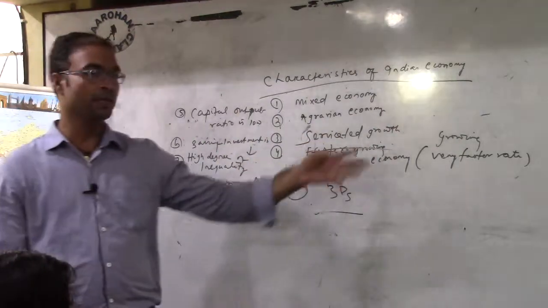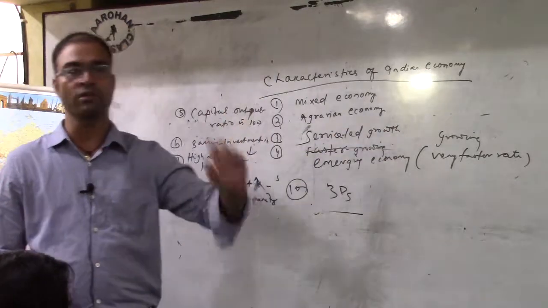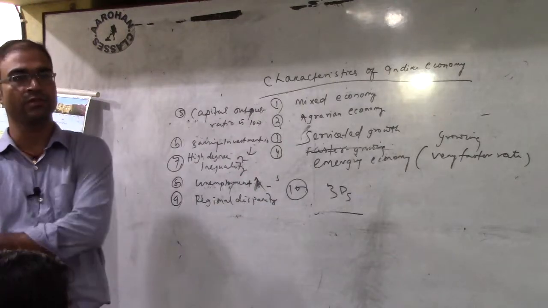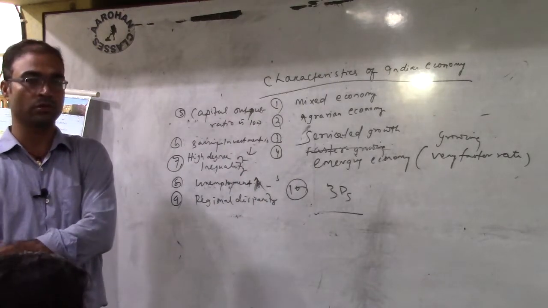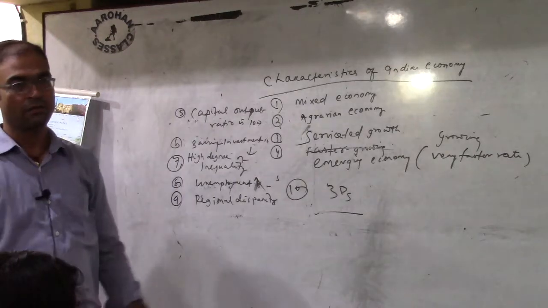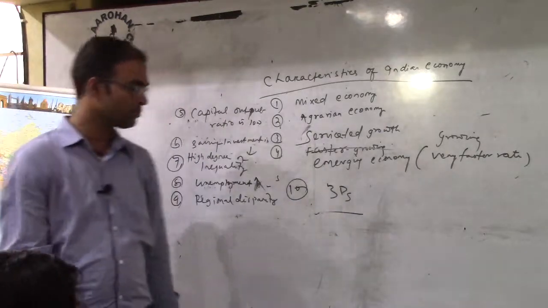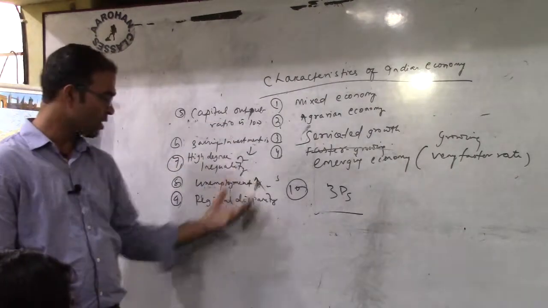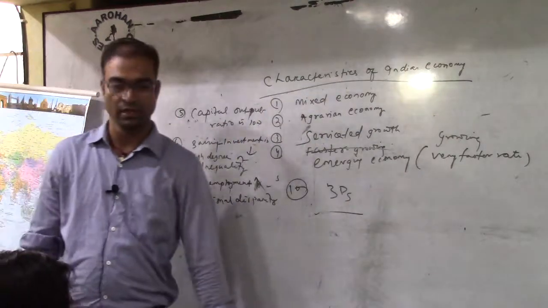Then emerging economy, because we are also fastest growing, though recently we have come down, but it is a faster growing economy. Last few years, if you see the GDP growth, India was very high, or it was fastest in the world. Then 3Ds is there. Capital output is very low. Capital output means, we will talk about all these things. First go through the mixed economy.